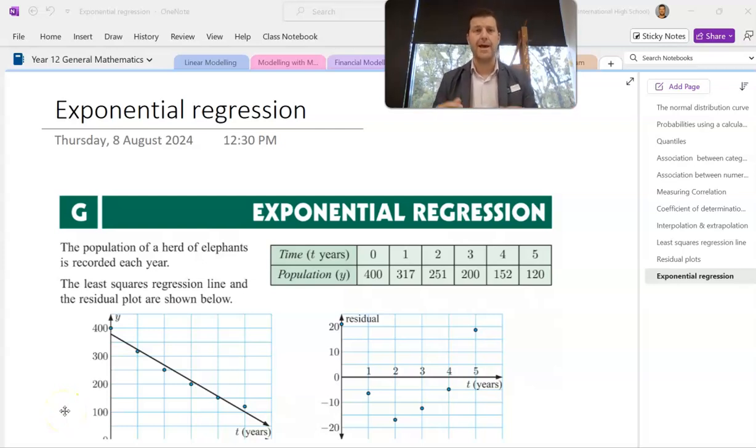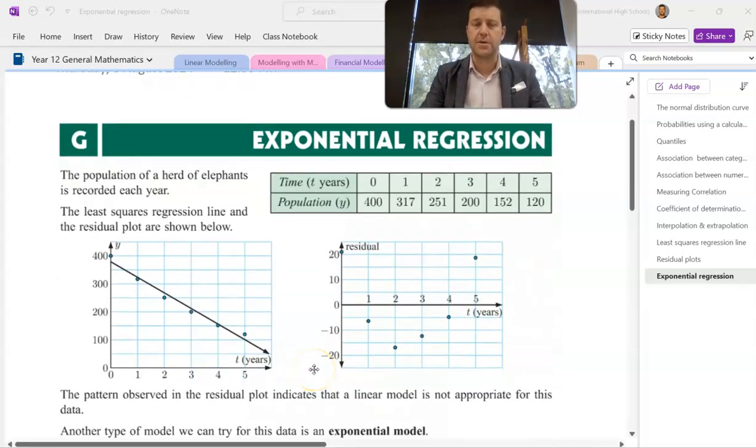Today's video we're going to be looking at exponential regression, which is the last part of the bivariate statistics topic in Year 12 General Maths. Previously in this topic we've been looking at the relationship between two sets of numerical variables and showing the relationship with a least squares regression line, or a line of best fit essentially. But we've also got to the point where we've discussed when it's not appropriate to use that linear model to show that relationship between those variables.